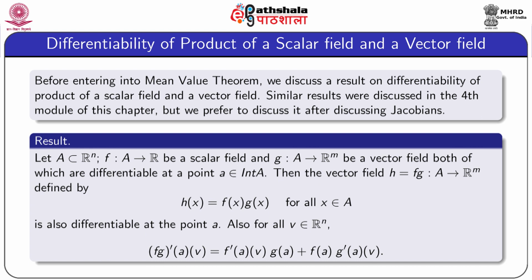For every x in A, H(x) equals f(x) g(x). Now, f(x) is a scalar, that is a real number, and g(x) is a vector in Rm. So, f(x) g(x) is a scalar multiple of a vector in Rm by a scalar. So, H is well defined. We claim that H is also differentiable at the point a. Moreover, for every v in Rn, (fg)'(a) operating on v equals f'(a)(v) g(a) plus f(a) g'(a)(v).